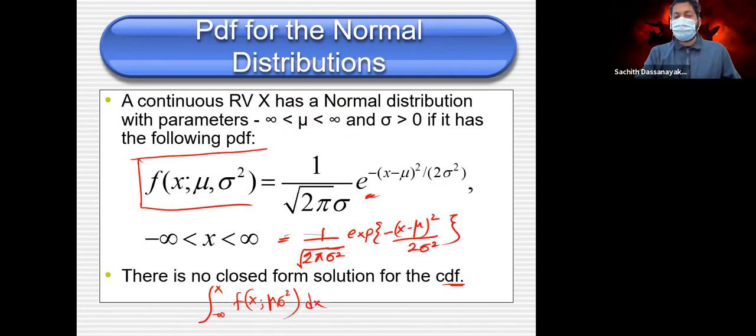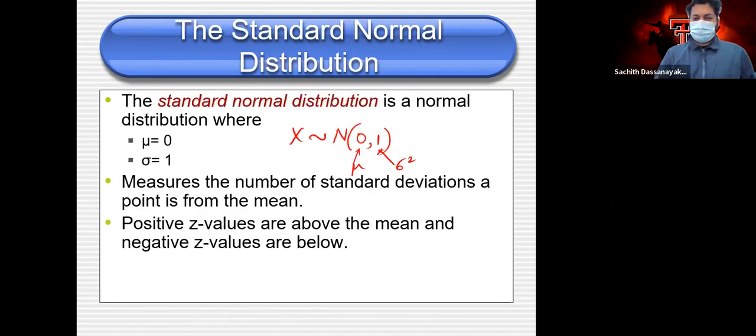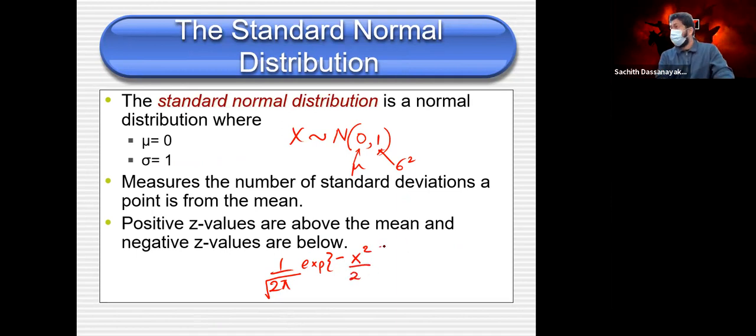Now once you plug 0 and 1 into this distribution, mu goes away. It's like 1 over the square root of 2 pi, because sigma is 1, so sigma squared is 1. So exp of negative x squared over 2, since mu is 0. See, it becomes a very simplified version. Now you can calculate values, or you can calculate the CDF.